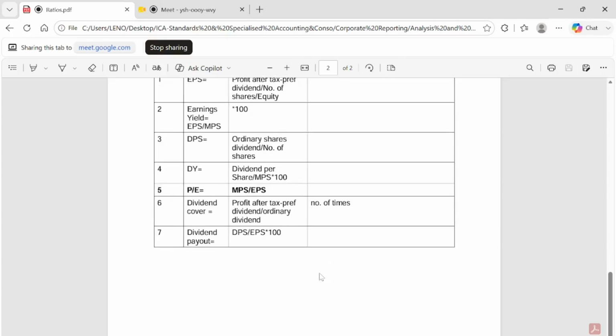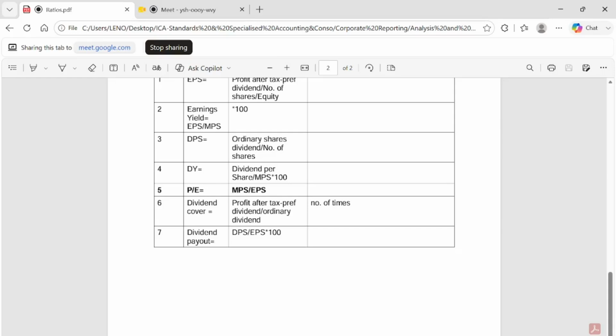So which one is left? We have dividend cover. Dividend cover is also something we use to measure how much the ordinary shareholders can know how liquid the company is in terms of its dividend payment.